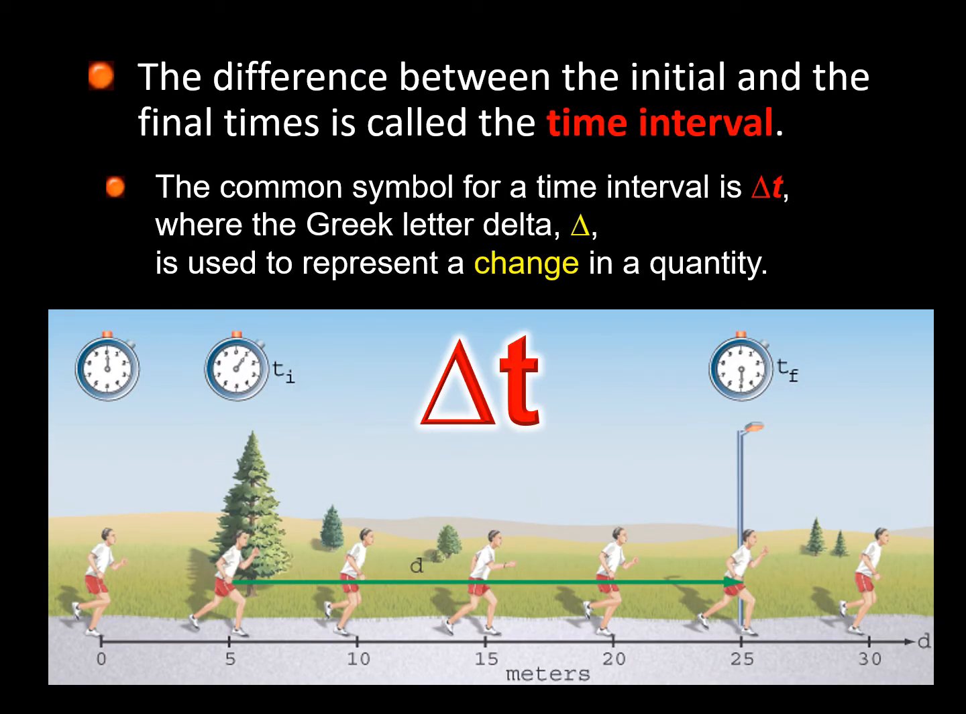Just like it's important to measure your distance from a chosen position or reference point, it's also important to measure time consistently using a time interval. That could be seconds, that could be minutes. You've got to make sure that you're measuring time consistently. The common symbol for a time interval is delta t, where the Greek letter delta, which is a little triangle, is used to represent the change of something. So delta t would be the change of time between each interval.